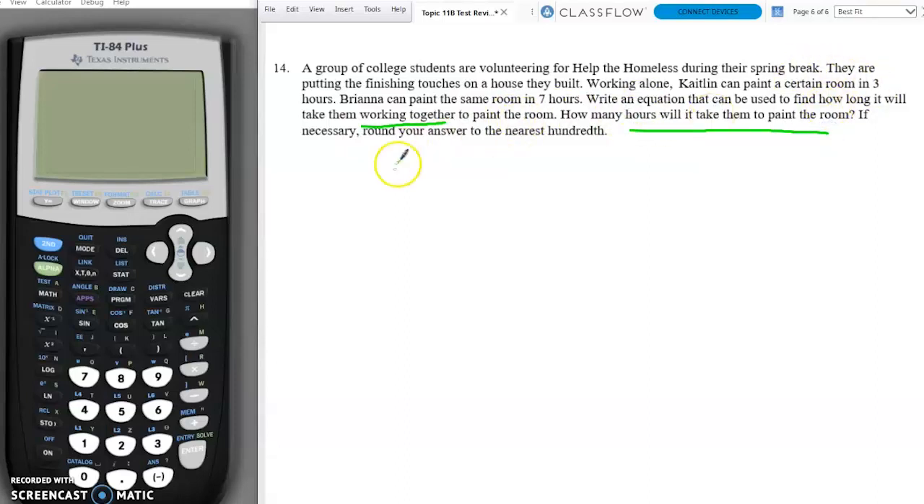So working alone, it says Caitlin is 3 hours, so we'll say 1 over 3, because again, it's always 1 over the individual times. Brianna is 7 hours, so that's going to be 1 over 7. And together, that's going to be 1 over something. Since we don't know what that something is, we'll call it x. Now remember, since they're working together, we're going to say plus. If they were working against each other, we would subtract, but they're working together, so we're going to add these two. So there's nothing to factor, so my least common denominator is going to be 3 times 7 is 21x.